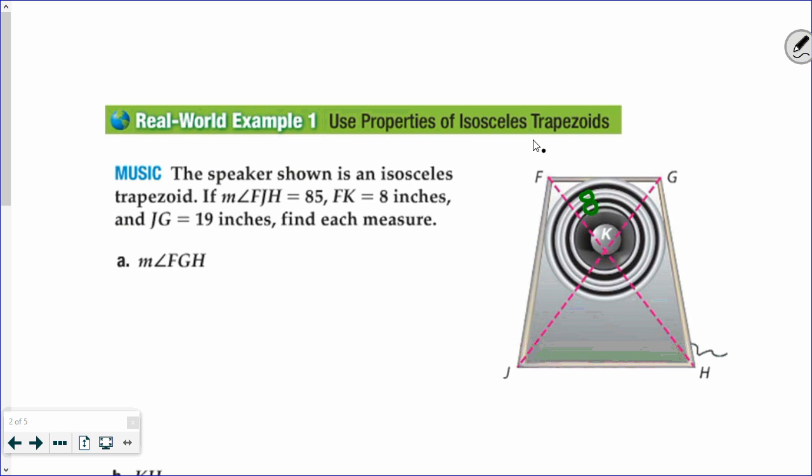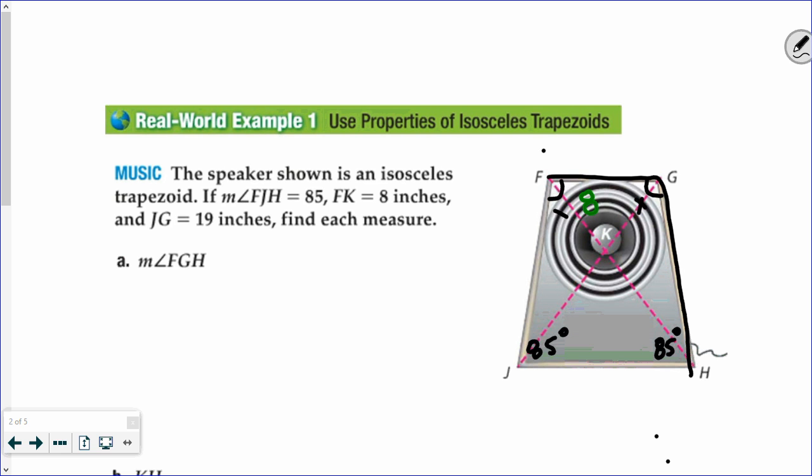Find each measure. So FGH, where is FGH? This angle here. So this is 85 degrees. The other base angle, we can go into it, is 85 degrees. So these two angles are 85. The other pair of base angles would be congruent as well. So angle F up here and angle G would be congruent.